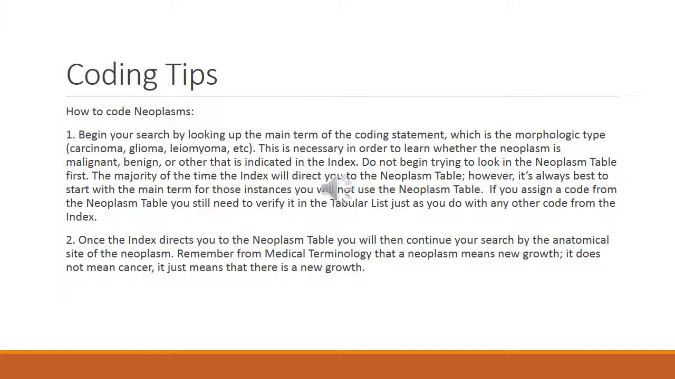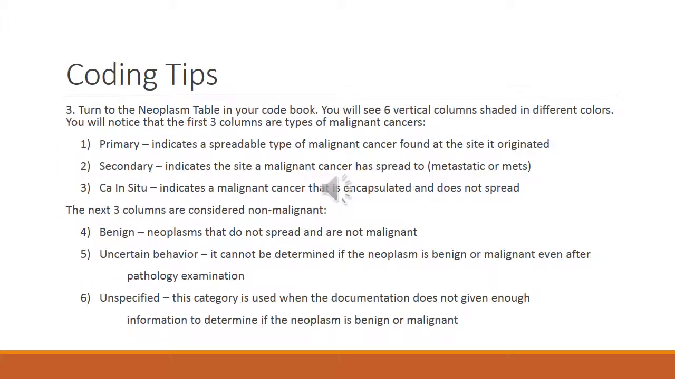And number 2. Once the index directs you to the neoplasm table, you will then continue your search by the anatomical site of the neoplasm. Now remember from medical terminology that a neoplasm means new growth. It does not mean cancer. It just means that there is a new growth.